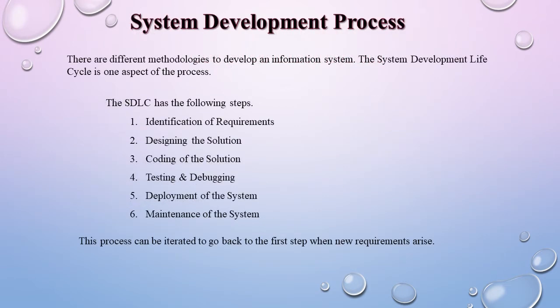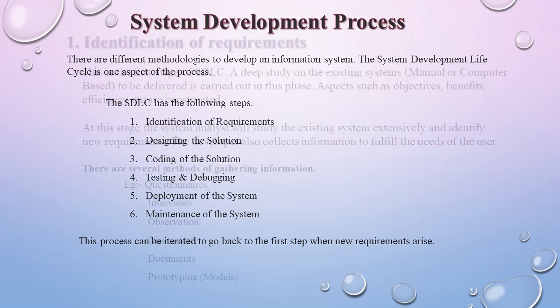System development process. There are different methodologies to develop an information system. The system development lifecycle is one aspect of the process. The SDLC has the following steps: 1. Identification of requirements. 2. Designing the solution. 3. Coding of the solution. 4. Testing and debugging. 5. Deployment of the system. 6. Maintenance of the system. This process can be iterated to go back to the first step when new requirements arise.